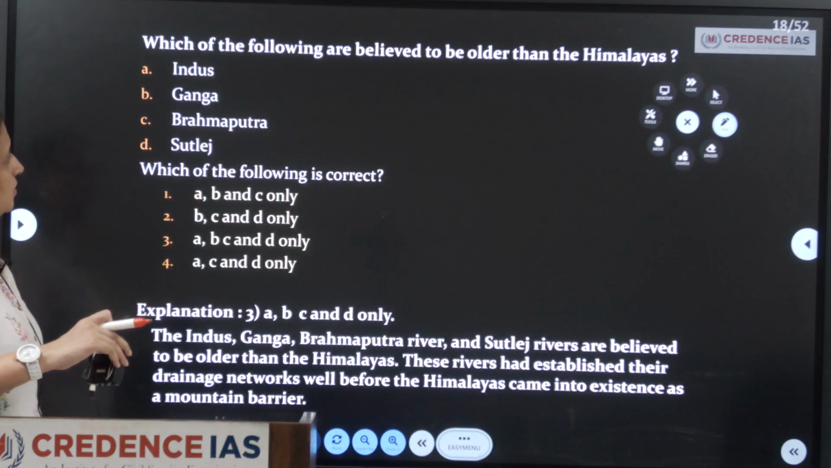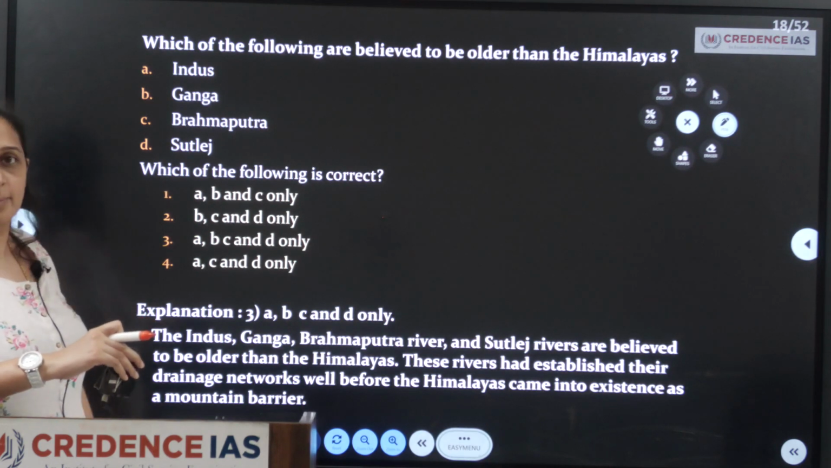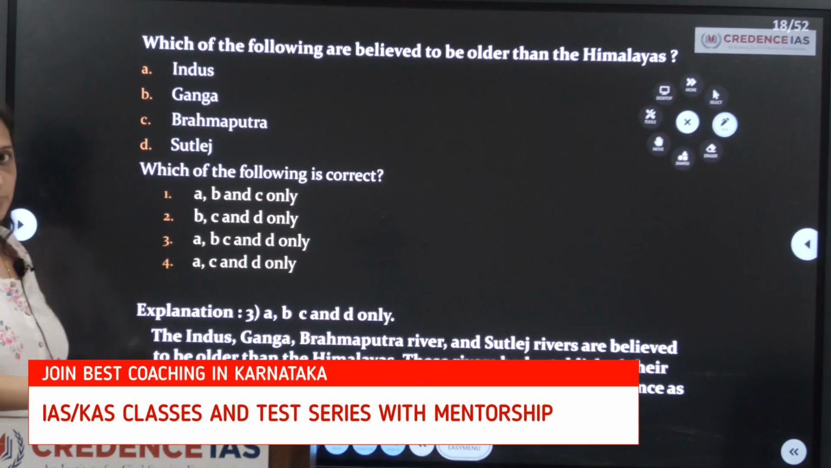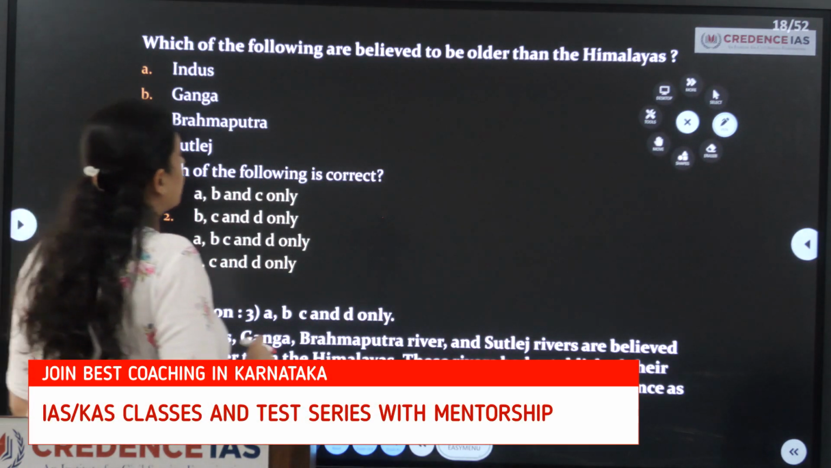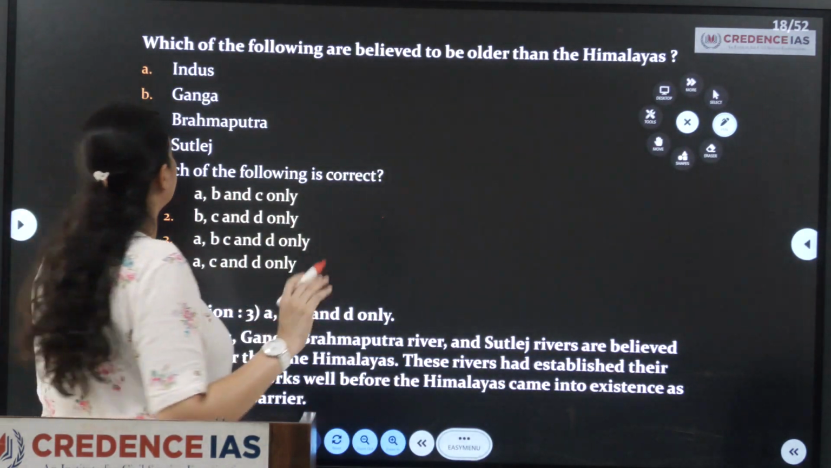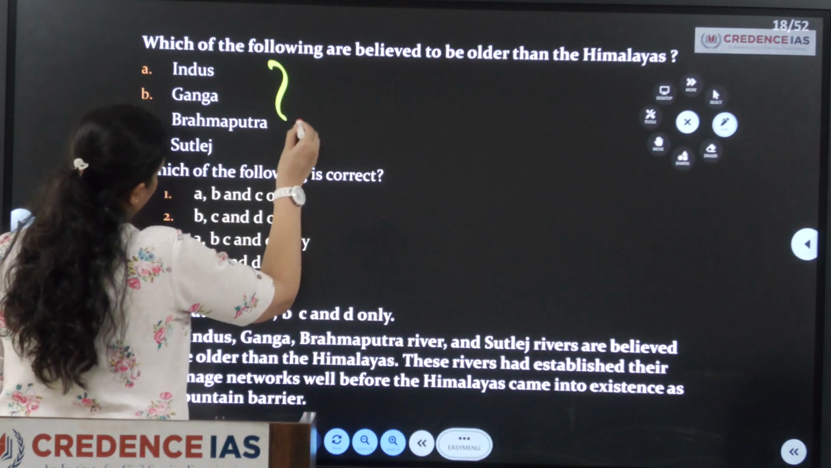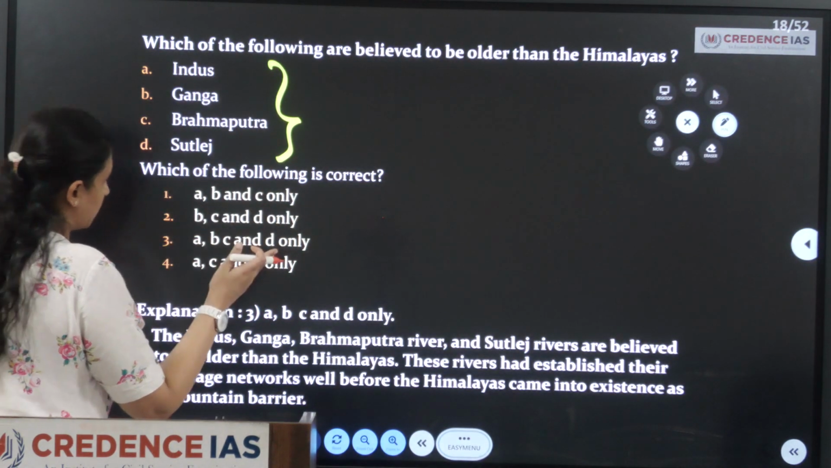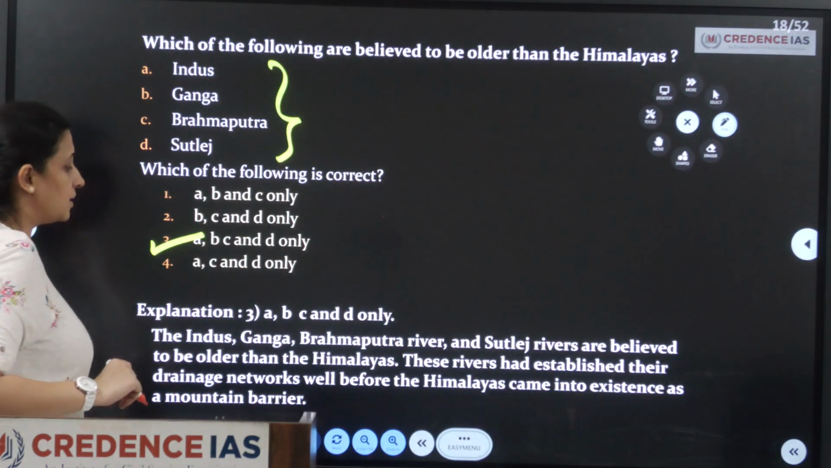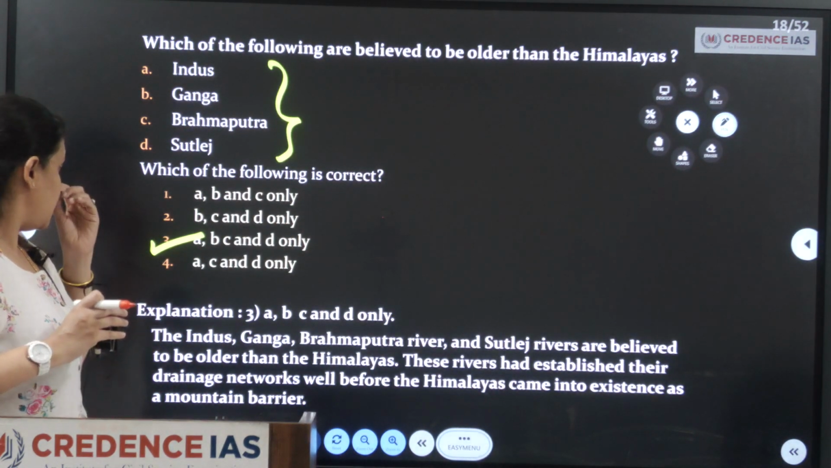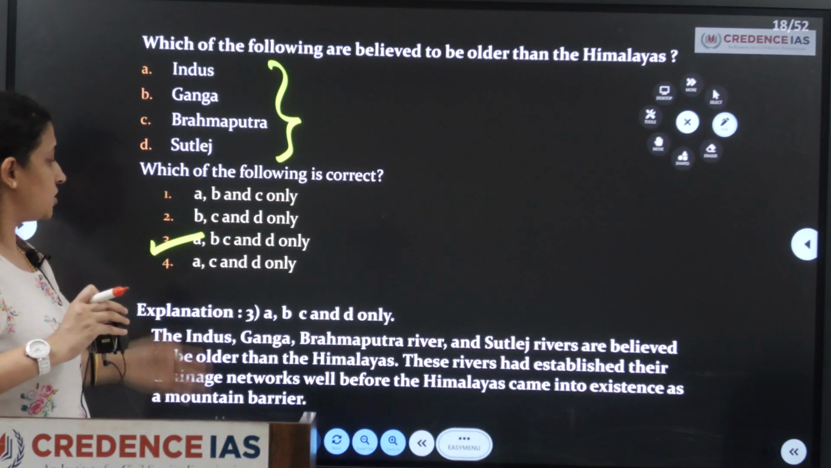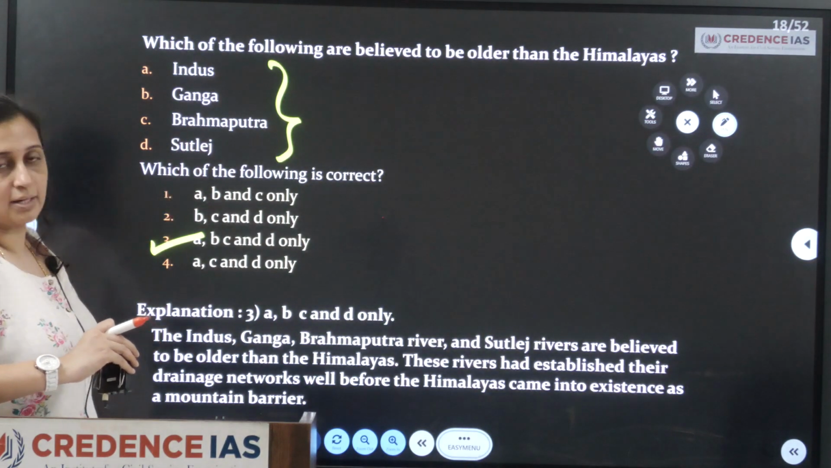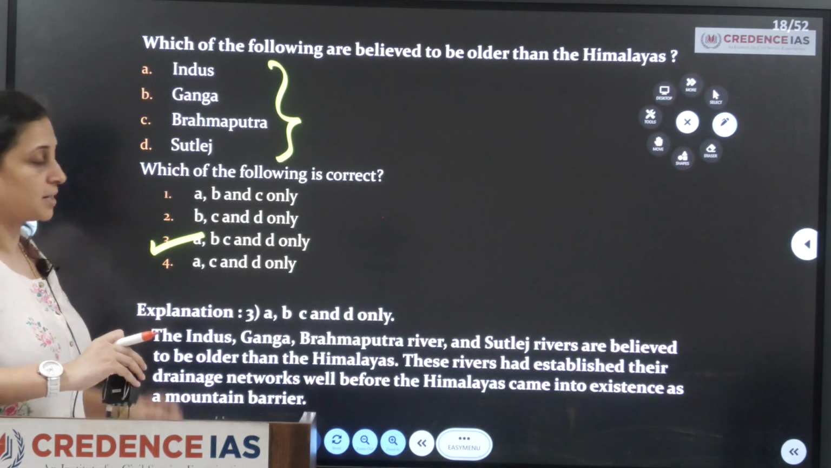Which of the following are believed to be older than the Himalayas? Indus, Ganga, Brahmaputra, Sutlej. From the early Vedic as well as later Vedic age, we can say that all four rivers are older than the Himalayas. So the correct option is A, B, C and D. These rivers had established their drainage networks well before the Himalayas came into existence. So all four are older than the Himalayas.